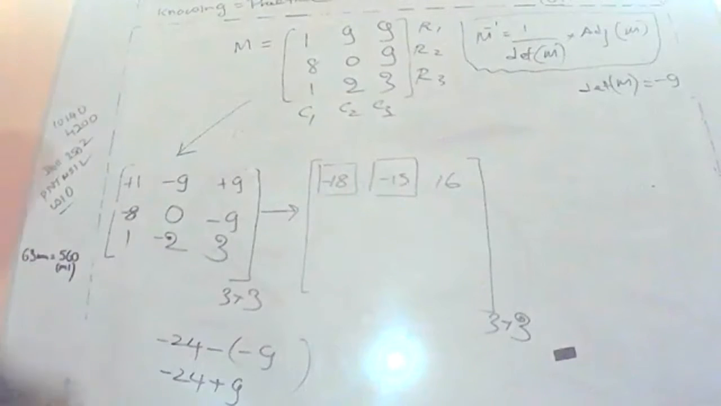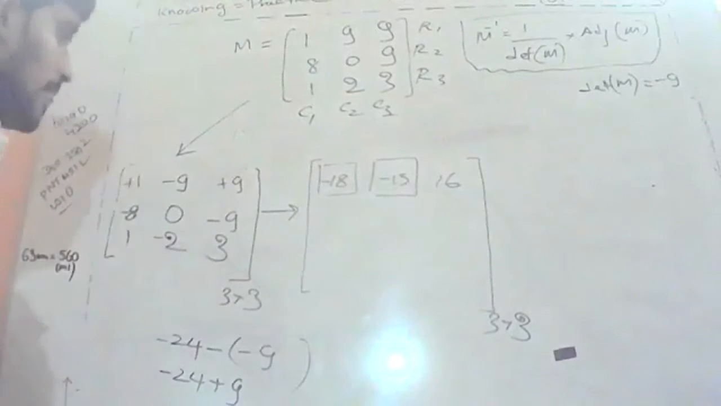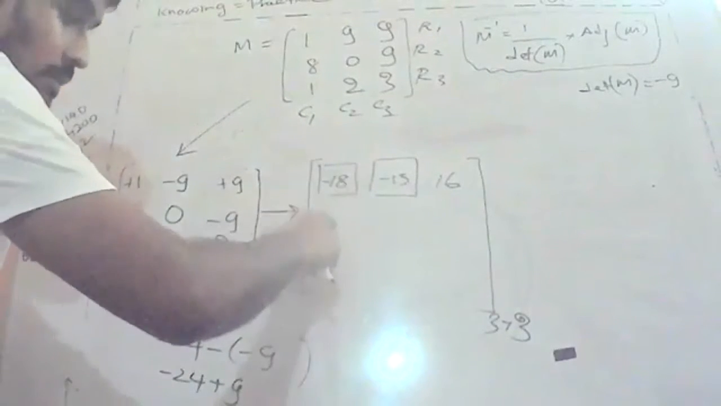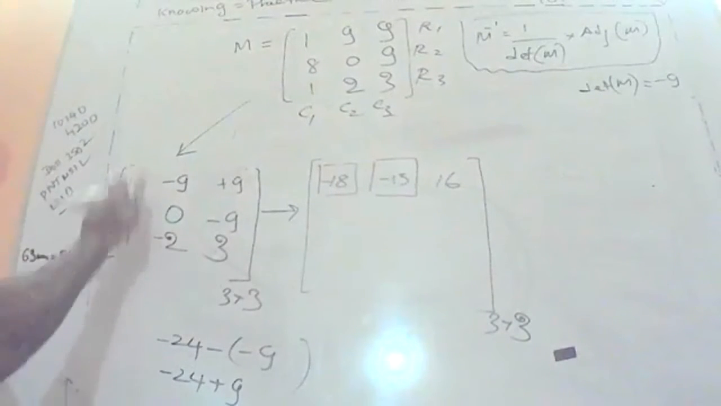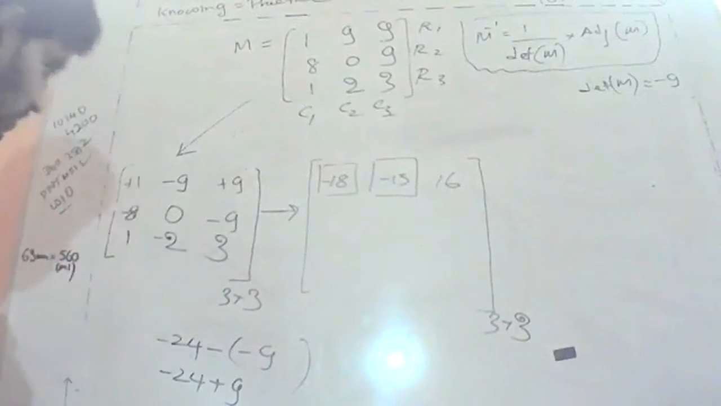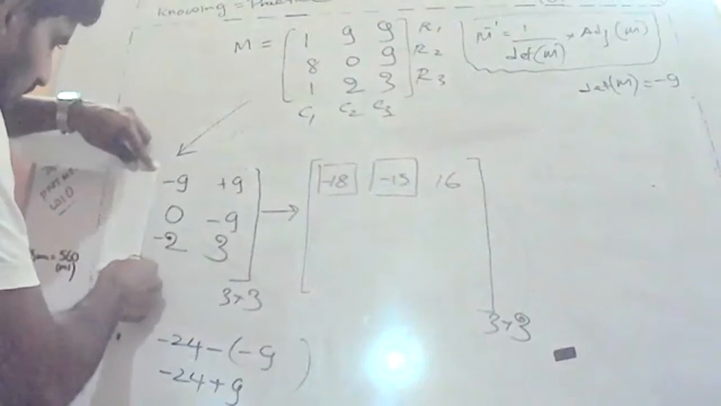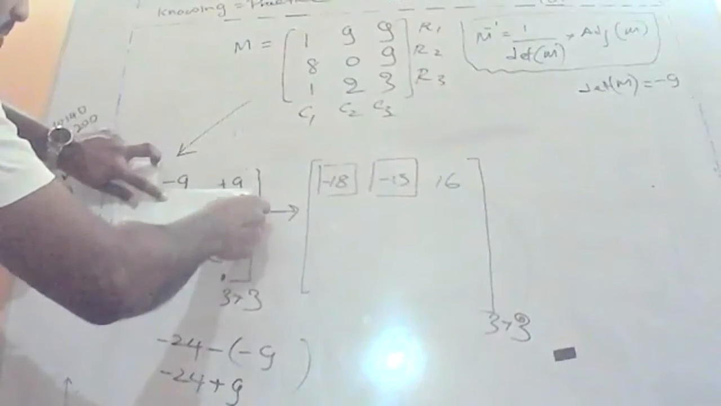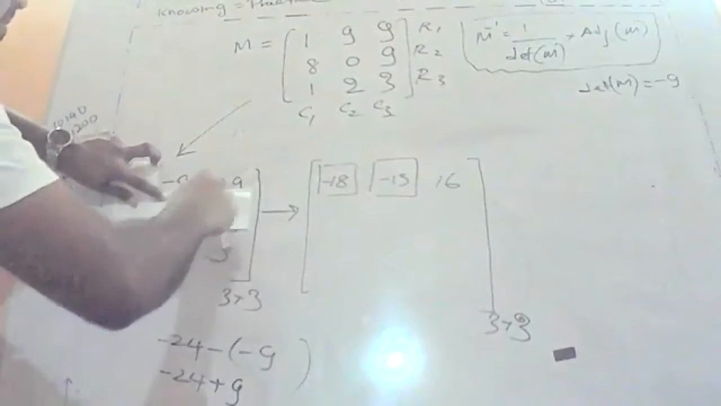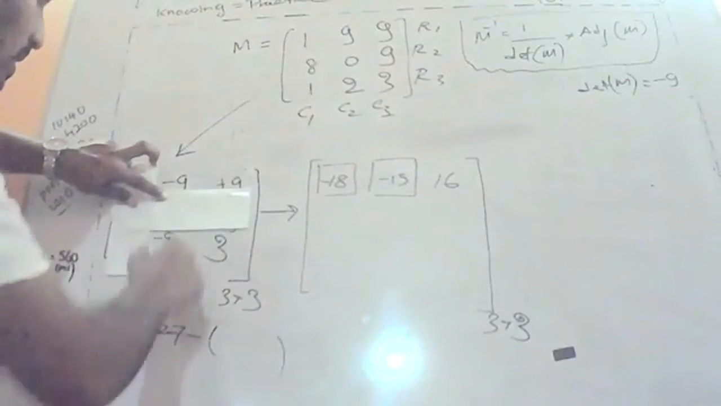Right. So the next element belongs to here. This is the element, first column, second row. Cover the column that belongs to that, and cover the row that belongs to that. Then you have this into this minus this into this. I will do it like that.